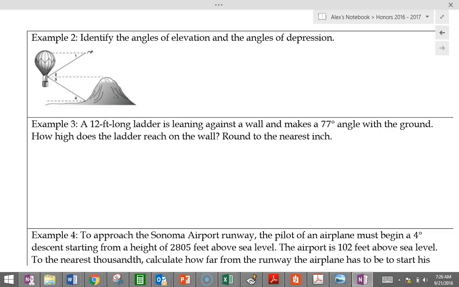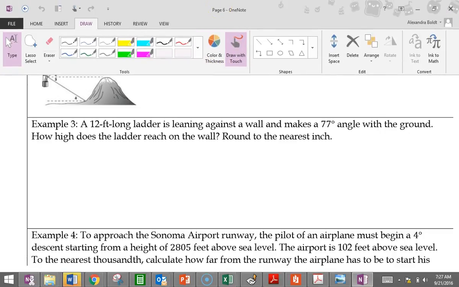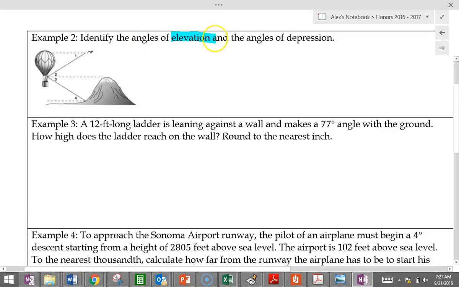The hardest part with word problems is knowing which angle it's talking about. Remember on the video yesterday we talked about angles of elevation and angles of depression. So angles of elevation go up from the horizontal and angles of depression go down from the horizontal. So if we look at example 2, I want to identify my angles of elevation and the angles of depression.